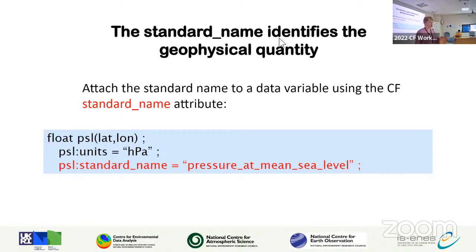So the standard name's role is not to identify the variable inside the NetCDF file. It's to say what these data values and numbers mean if you're trying to use them. And it's very important to use the standard name hand in hand with the units attribute, because knowing what the quantity is isn't much use if you don't know what units it's measured in. So those things are always used together in CF.